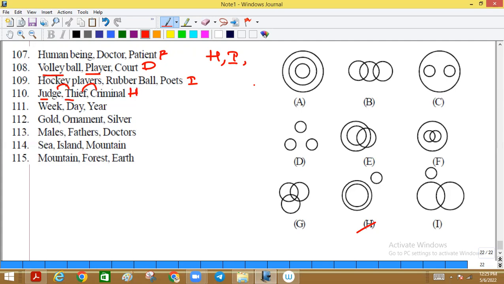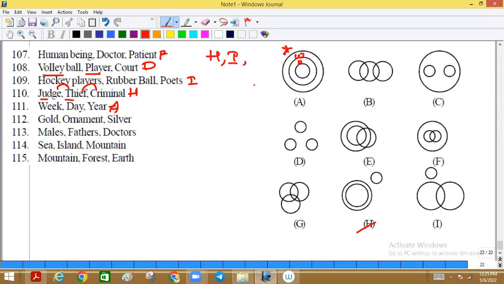Okay. Next one. Week, day, year. I think it's an easy one. Which option? Option A. Right. In a year you are having weeks. In a week you are having days. So year, week, days.